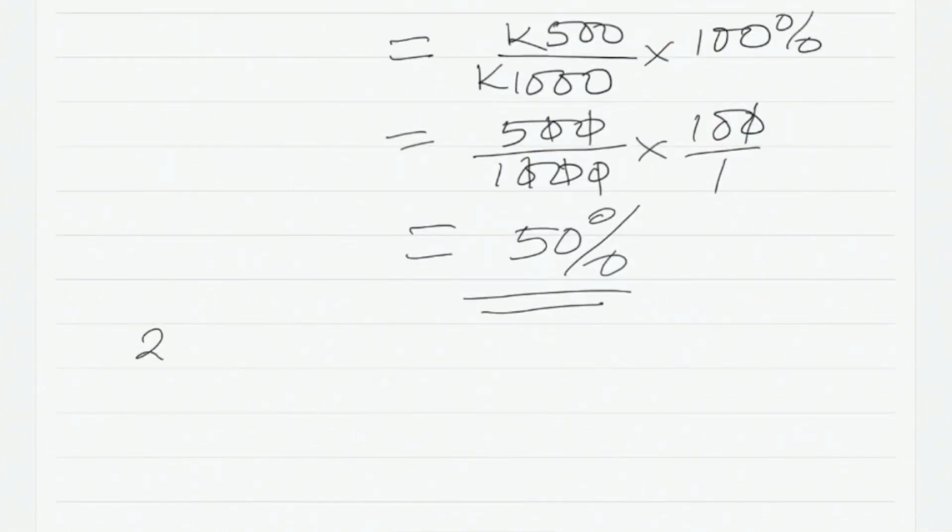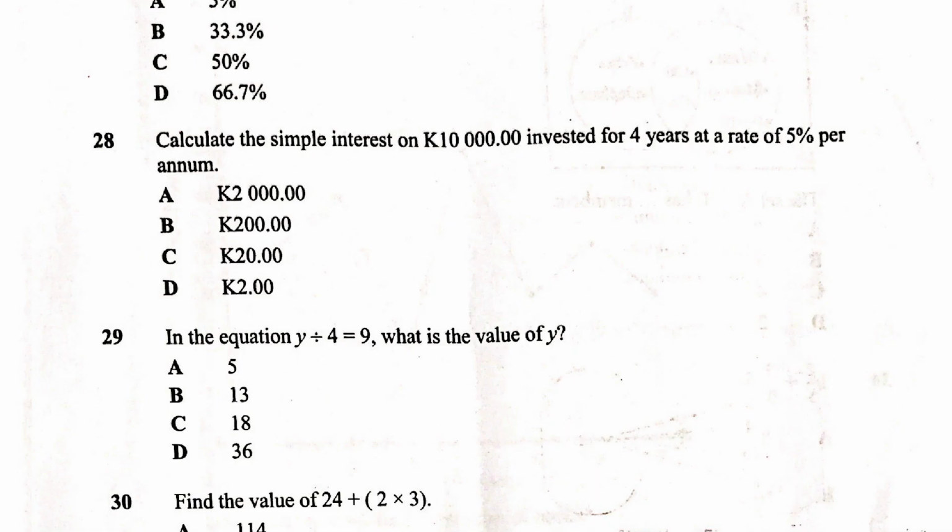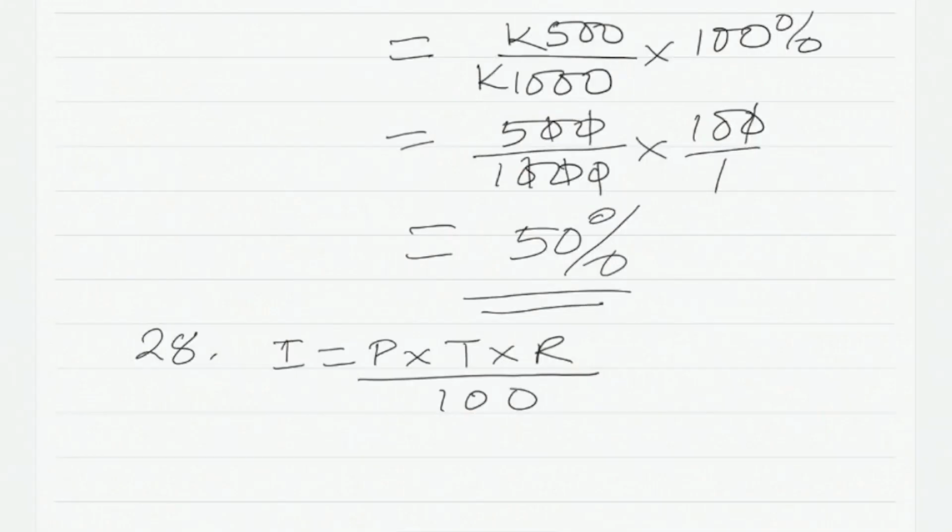We come to question 28. Calculate the simple interest on 10,000 kwacha invested for 4 years. So first of all, we have to put the formula for calculating simple interest. That is going to be interest equals principal times time times rate over 100. Where is this 100 coming from? It is coming from the percentage that we use for rate.